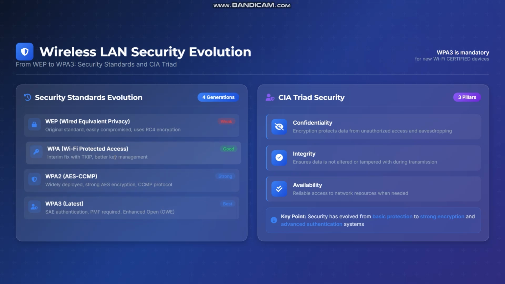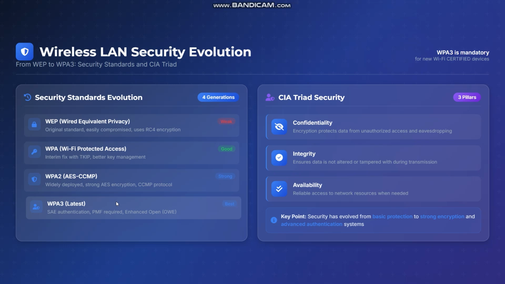WPA was introduced as an improvement and provided better key management. WPA2 became the widely used security standard and offered much stronger protection through AES based encryption. The last one is WPA3. This is the latest generation and provides strong authentication, better protection against password guessing attacks, and improved security for both personal and enterprise networks.